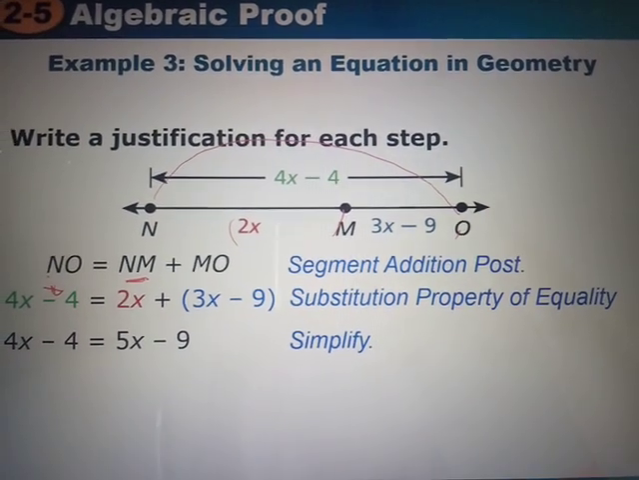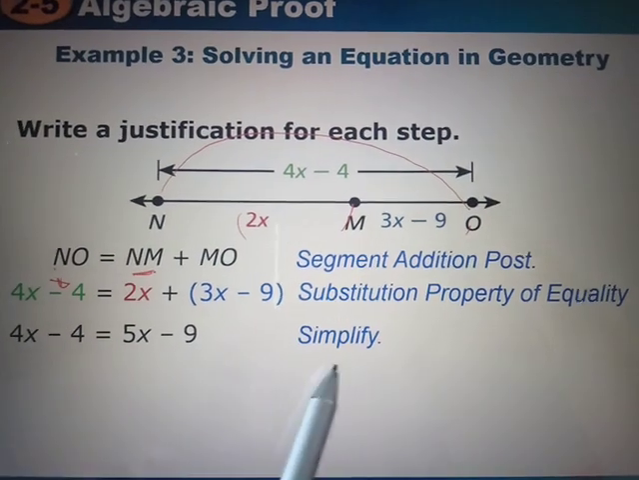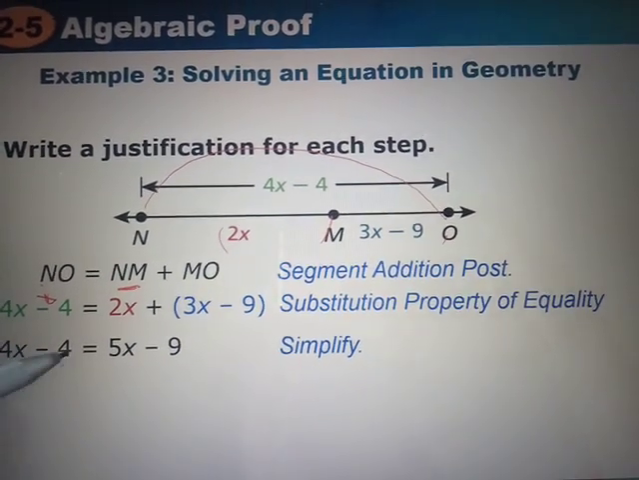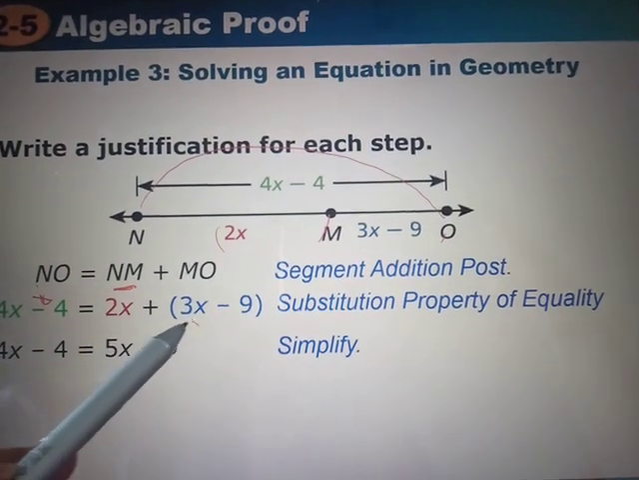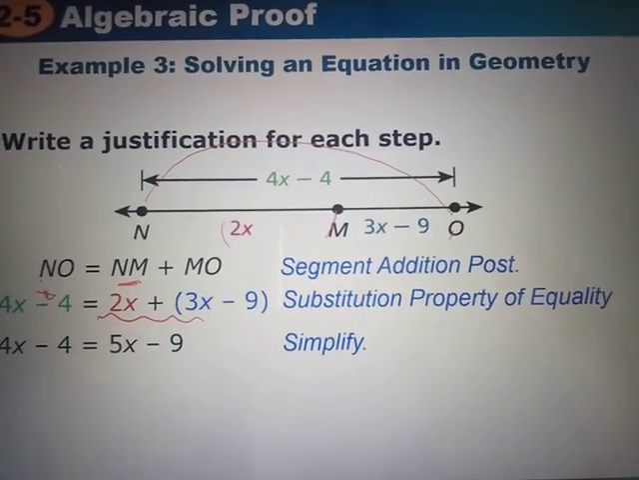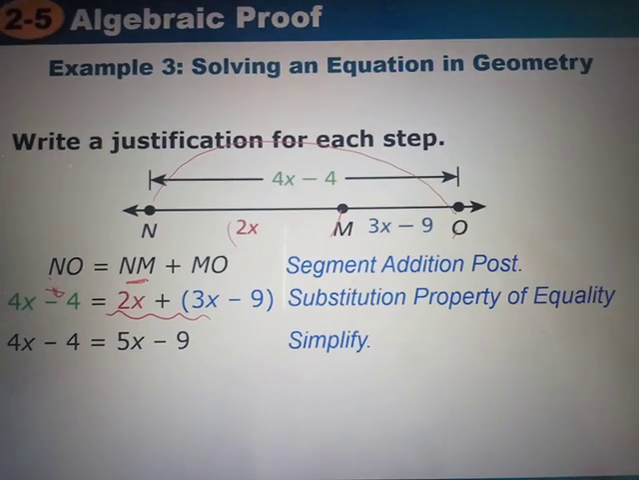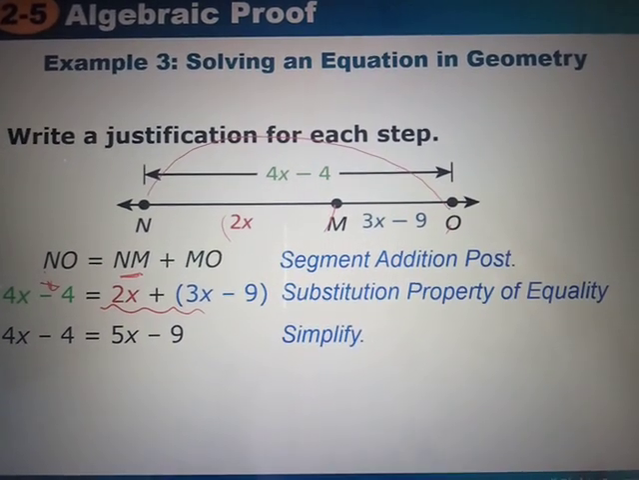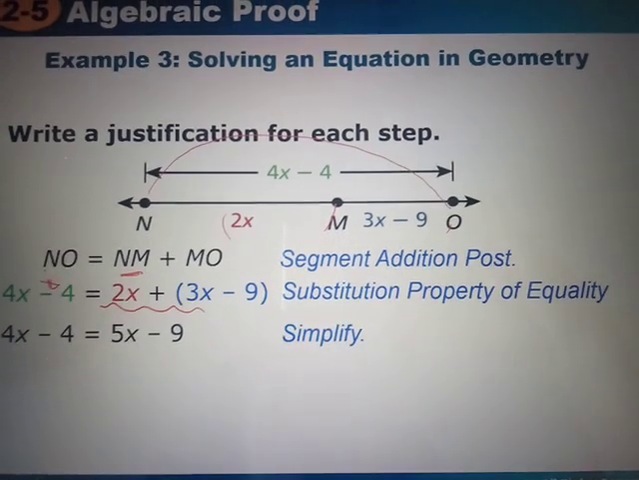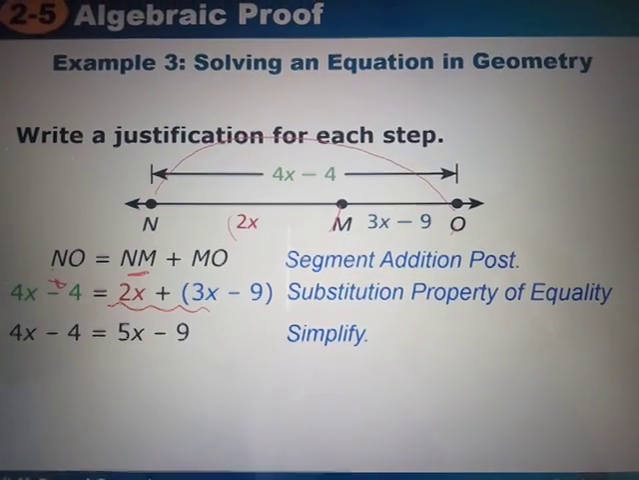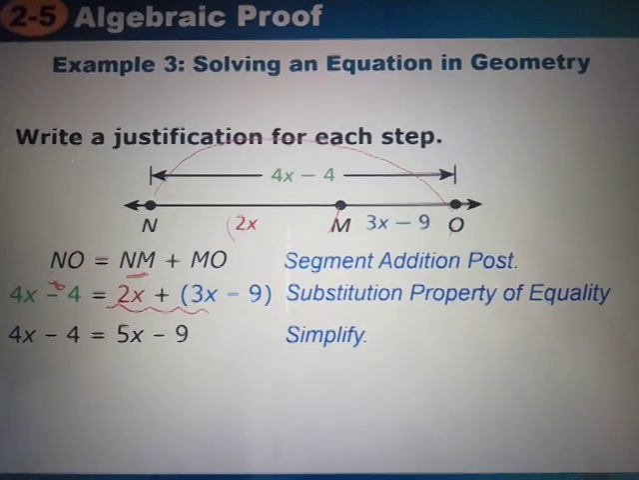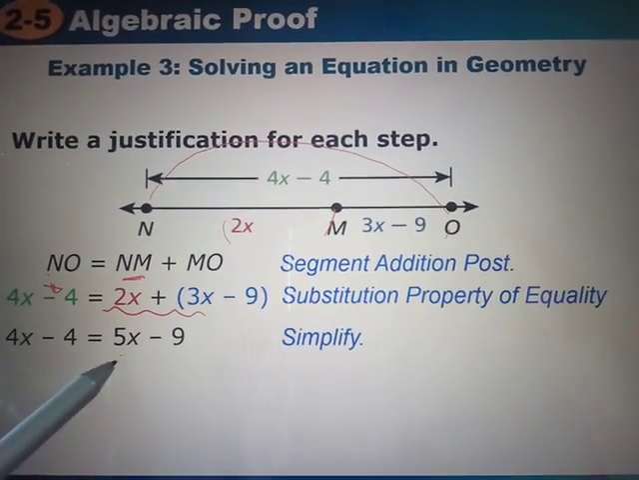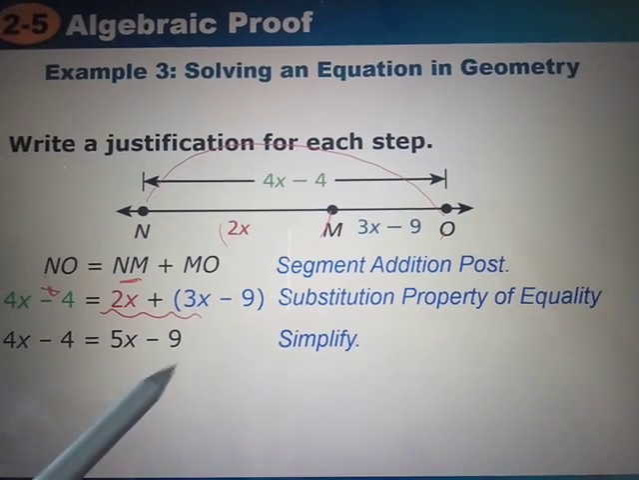I combine like terms together. So this is simplify. I write 4x minus 4 equals 2x and 3x. We can combine them, we can add them together. So 2x plus 3x equals 5x minus 9. Now what will we do? We will combine the x terms together and the numbers together.